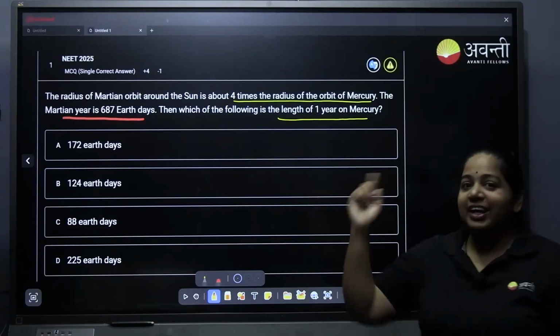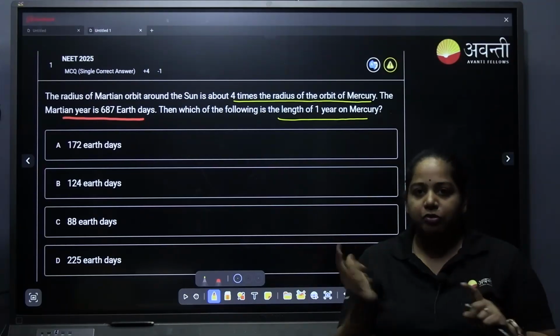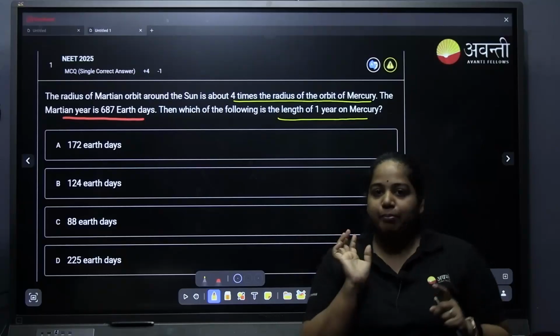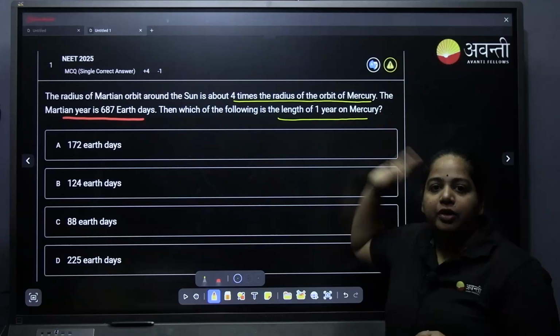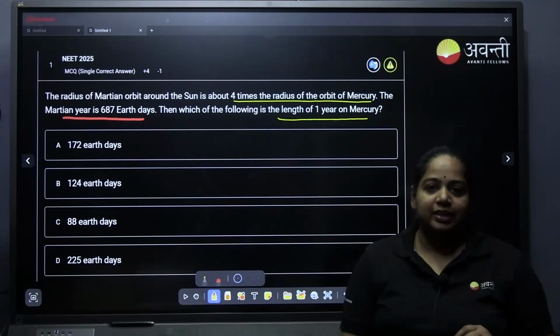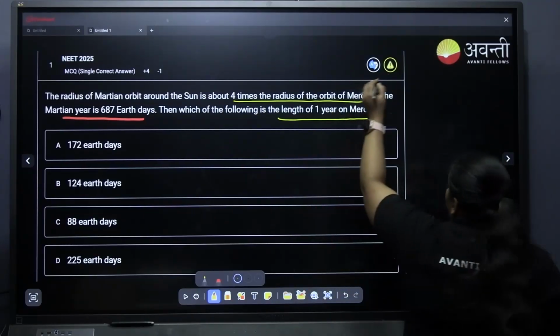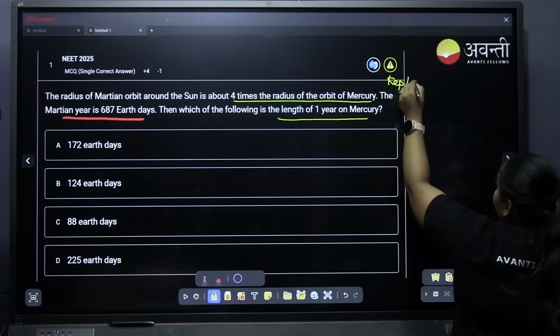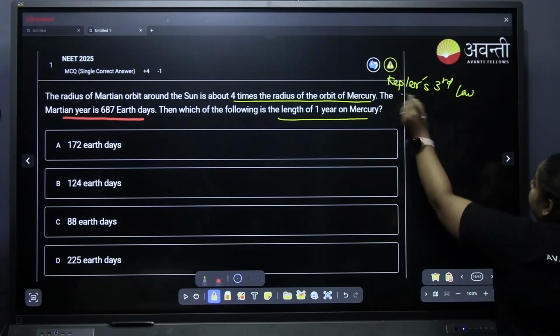So 1 year means time period. Okay, 1 year means time for 1 revolution, that is time period. Time period of Mars is given. We have to find time period of Mercury. Relation between radius of Mars and Mercury is given. So we have to use Kepler's third law here. Okay.